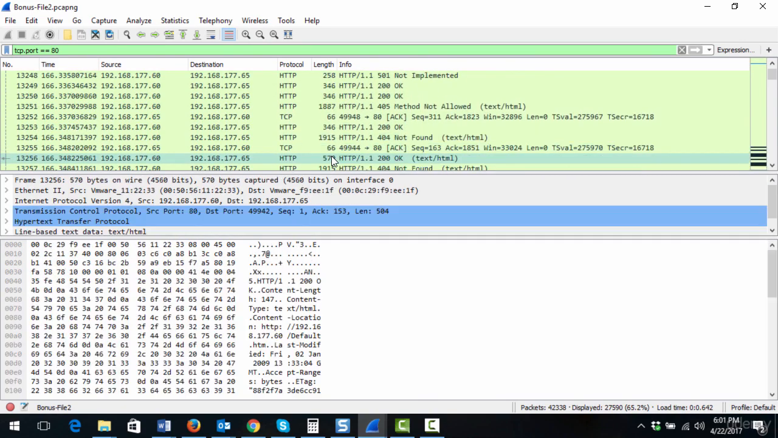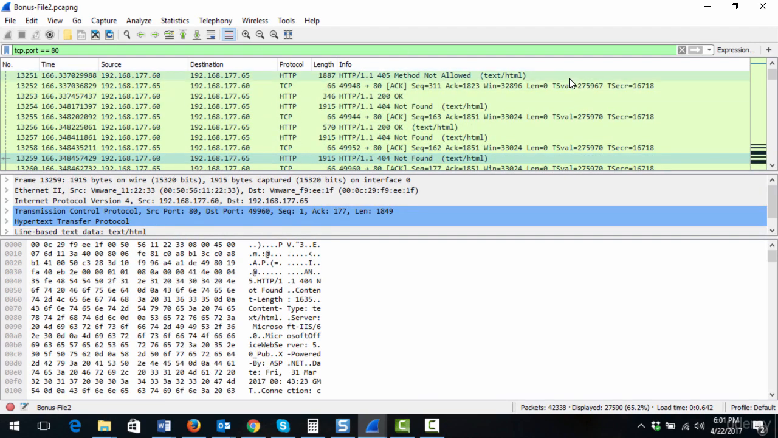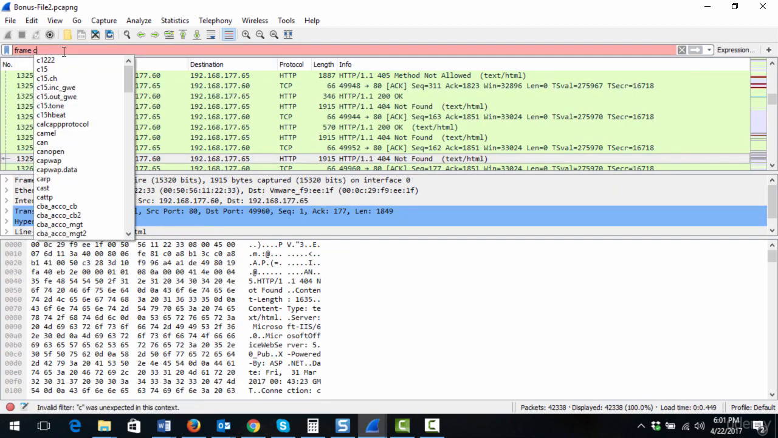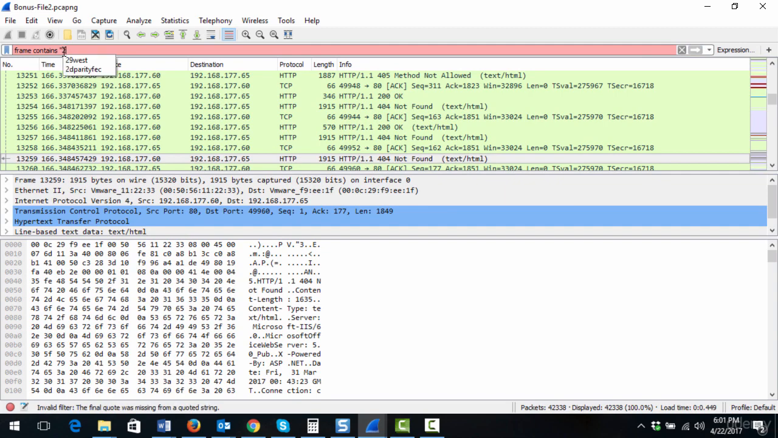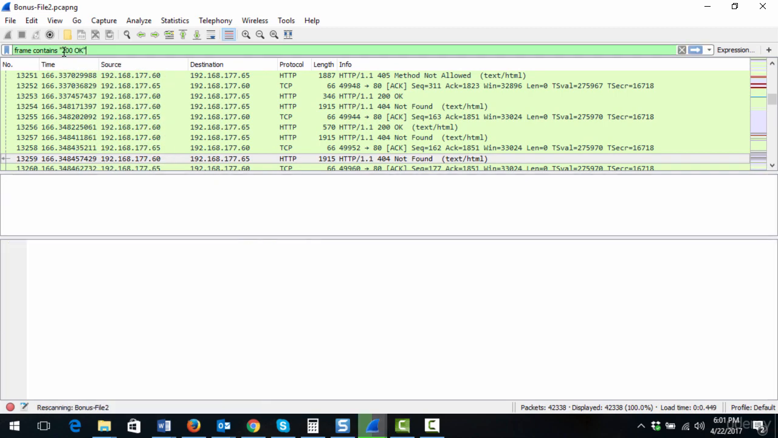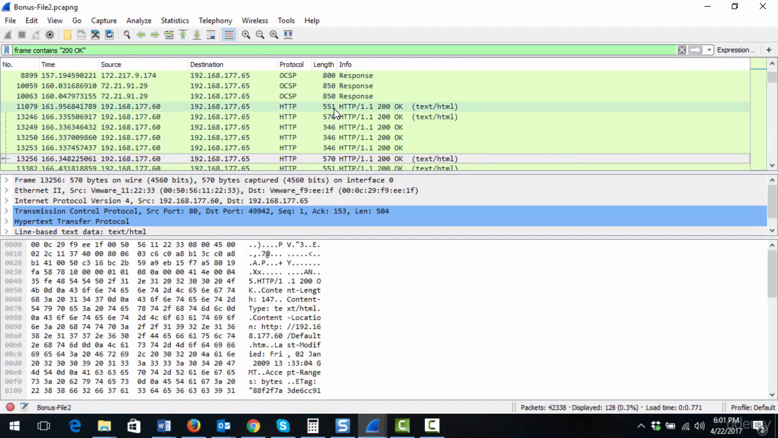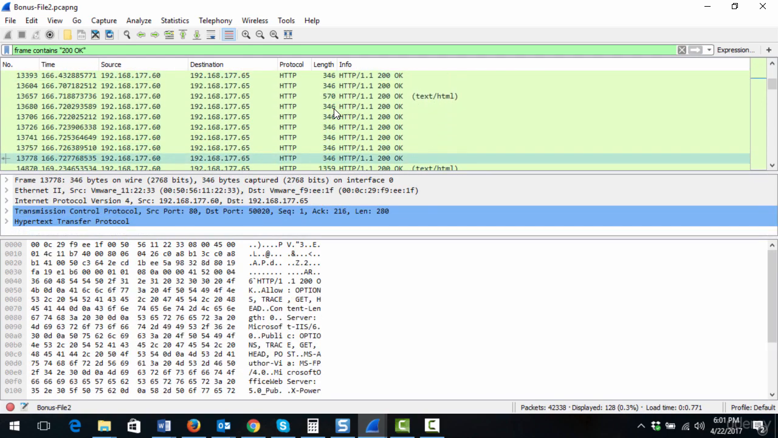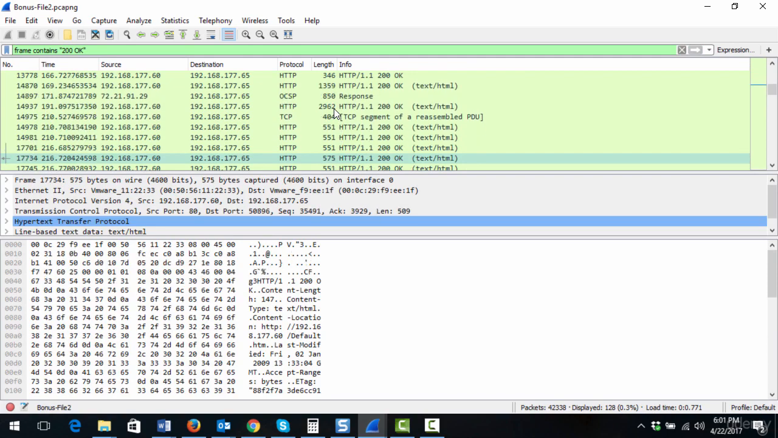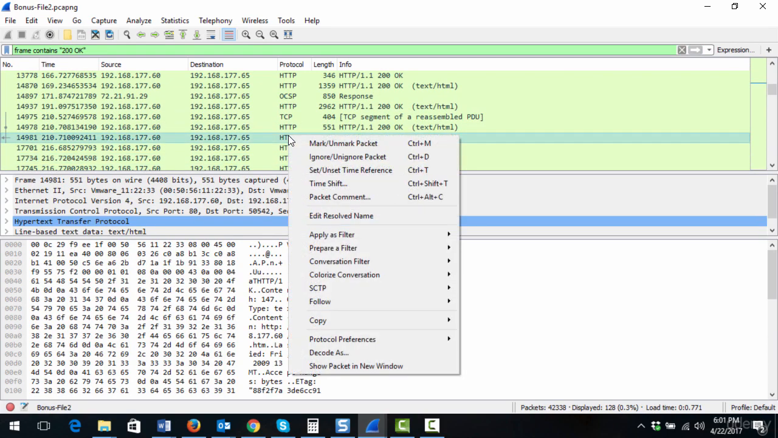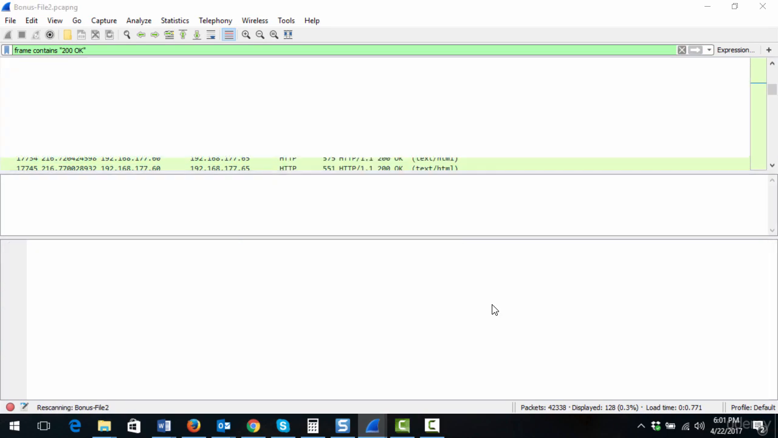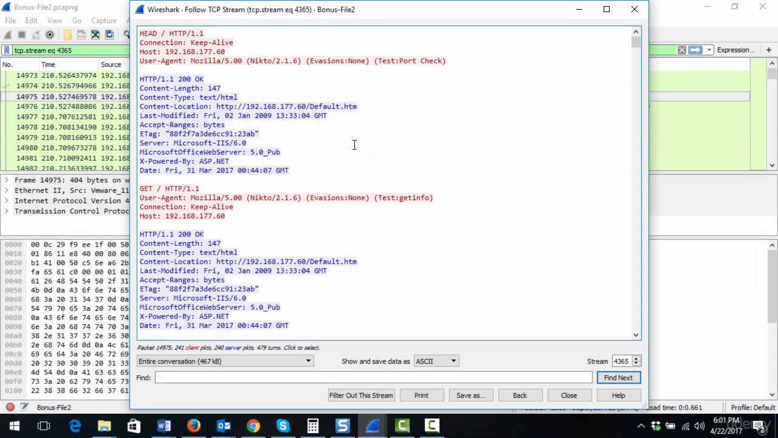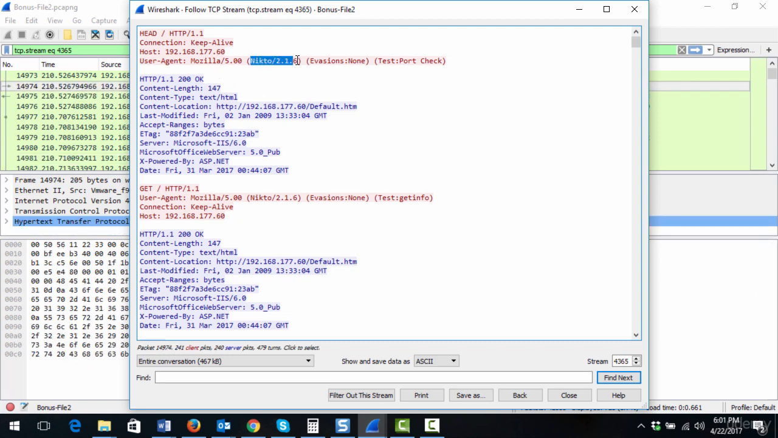And remember, really the best way to look at the web traffic, I can apply another filter. And that filter is frame contains 200 OK. Now when I apply 200 OK, this is all responded to by the web server. I just start looking for different types of things. Let's look at this, and follow the TCP stream. This shows me 200 OK, and it tells me the hacking tool Nikto was being used here.